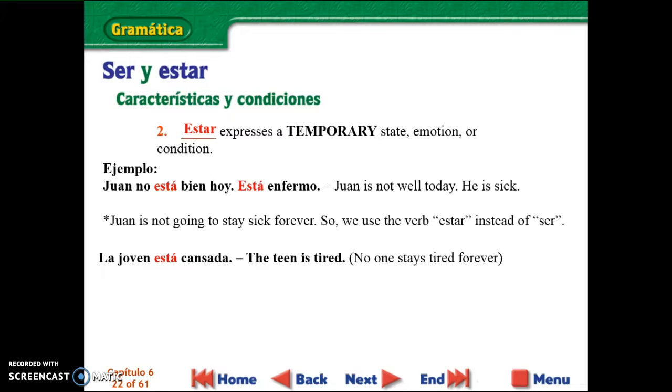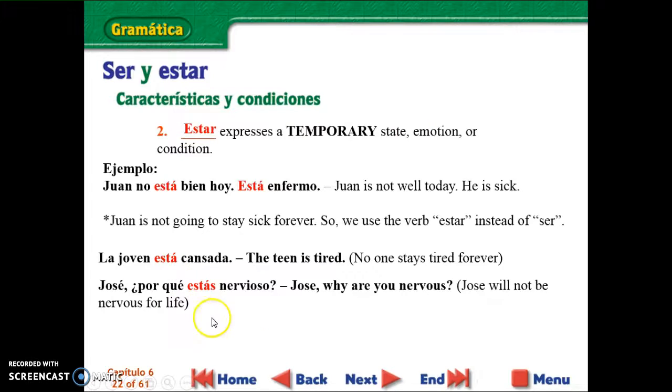La joven está cansada. The teen or the young person is tired. So I put in parentheses, no one stays tired forever. So we're using the verb estar because it's a temporary state, emotion, or condition. So it's not permanent. Jose, ¿por qué estás nervioso? Jose, why are you nervous? Jose will not be nervous for his whole life, right? So we use the verb estar because it's temporary.